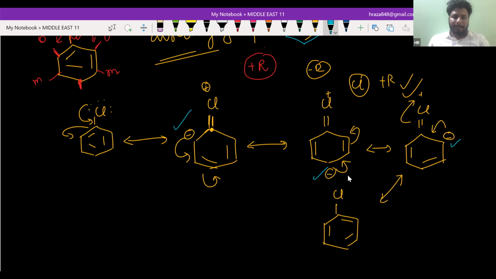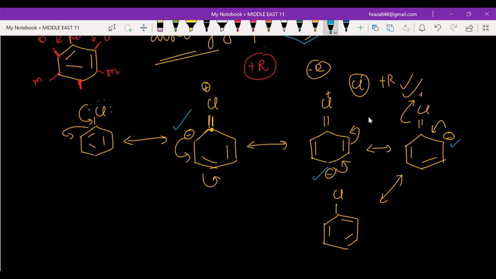Just write it. Will it always be given in the question that this element is plus R or minus R? No. So how will we know it? I will give you a list of plus R and minus R. Okay.